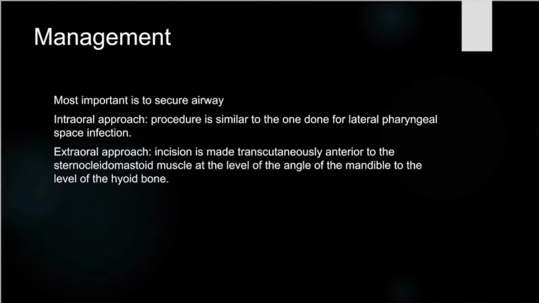The most important thing is to secure the airway. Maybe an elective tracheostomy or fiber optic intubation is considered for airway maintenance. Then there is an intraoral approach, which is generally done for the suprahyoid part of the retropharyngeal infection. This procedure is similar to the one done for the lateral pharyngeal space infection, and the oral incision is made on the mucosa at the medial aspect of the ramus of the mandible.